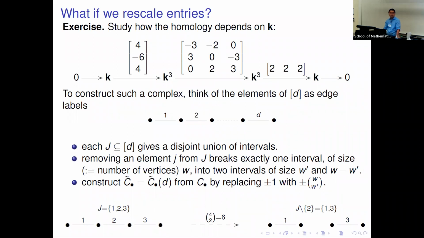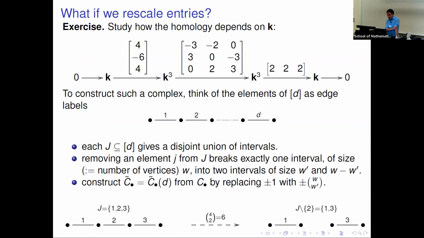Yes, and the question is, how does the homology of this complex depend on the characteristic of the underlying field? Okay, so again, characteristic 0 or large will give you an exact complex, but for small characteristics, maybe something interesting happens. So let me explain my choice of rescaling. I'm sure there's other interesting ones.